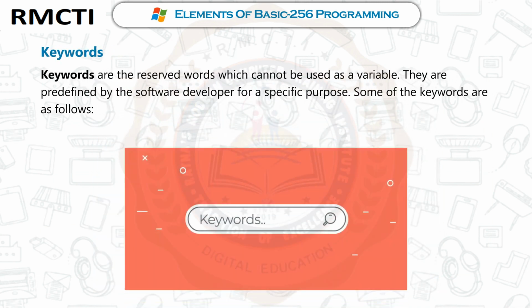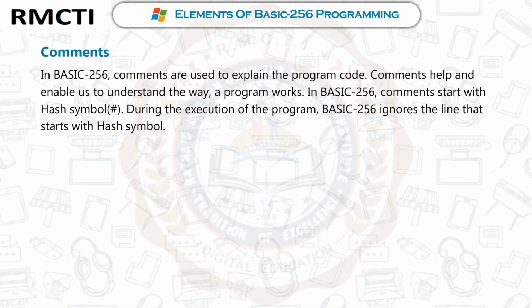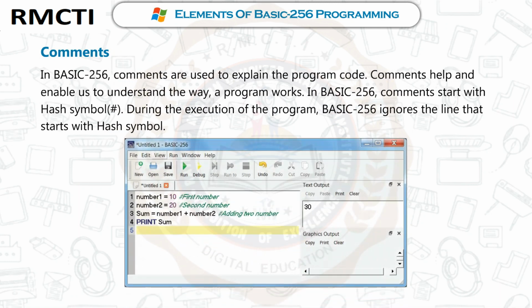Keywords. Keywords are the reserved words which cannot be used as a variable. They are predefined by the software developer for a specific purpose. Some of the keywords are as follows: print, CLS, next, while, for, else, end, input. Comments. In BASIC 256, comments are used to explain the program code. Comments help and enable us to understand the way a program works. In BASIC 256, comments start with the hash symbol.